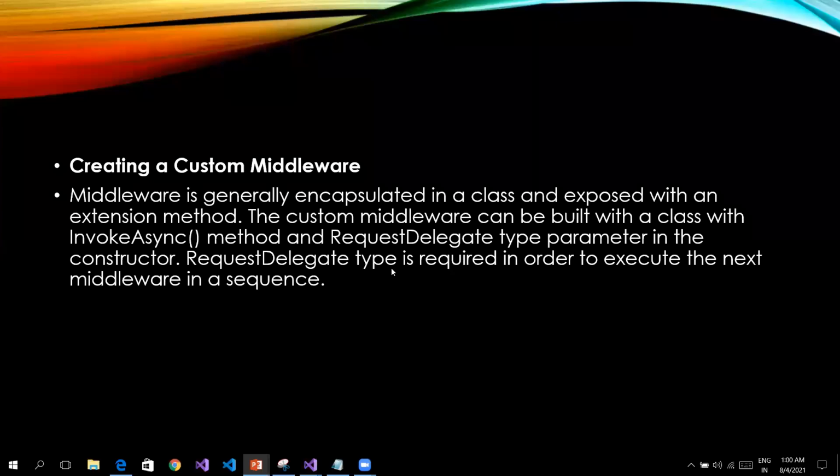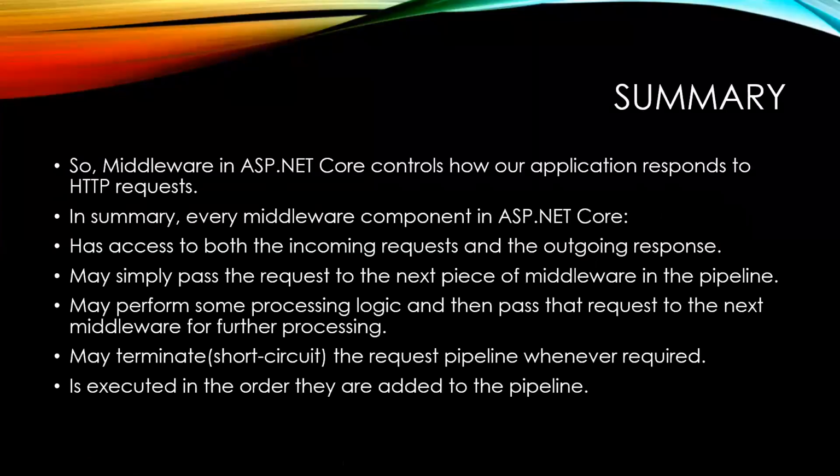Yep, let's see what will be the summary of the session. This clears how we can make use of the inbuilt middleware which is available in ASP.NET Core, and how we can create a custom middleware. Middleware in ASP.NET Core controls how our application responds to HTTP requests. In summary, every middleware component in ASP.NET Core has access to both the incoming request and the outgoing response. It may simply pass a request to the next piece of middleware in the pipeline. It may perform some processing logic, then pass that request to the next middleware for further processing. It may also terminate the request pipeline whenever required. Middleware is executed in the order it is added to the pipeline.